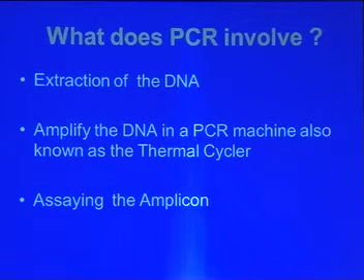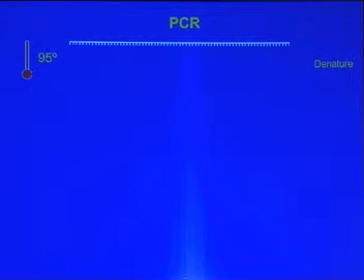PCR entails extraction of the DNA from tissue. You make a mishmash of the tissue, you extract the DNA, and you amplify the DNA by putting it in a machine called the thermal cycler, and you assay the amplicon. So the area of interest, which is very small in the DNA, you amplify it several times so that it becomes easily visualized. Okay, just a cartoon to show you what happens.